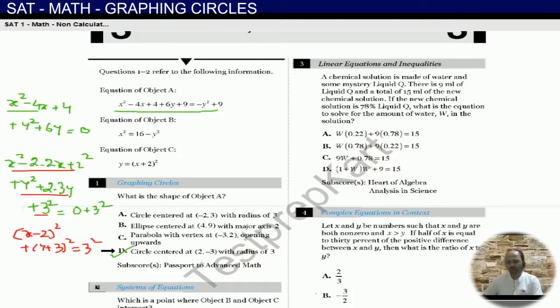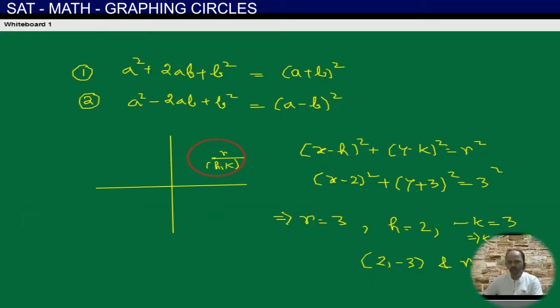Now you can see there are many options: whether it would be a circle centered at this point with radius 3. Option B says ellipse. Option C says parabola with this vertex. So how do we decide whether it would be a circle, an ellipse, or a parabola? The easiest way to remember whether it's a circle or not, how can we discard options? I will tell you one more approach.